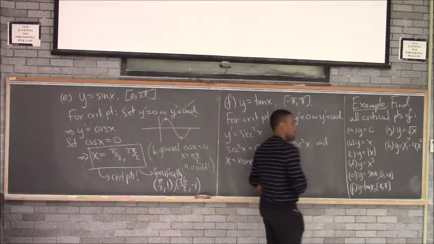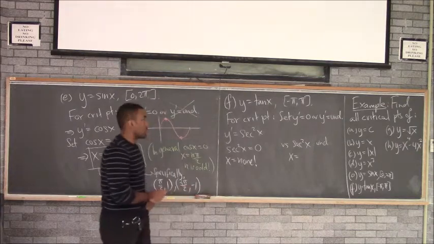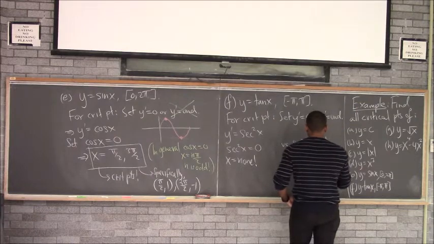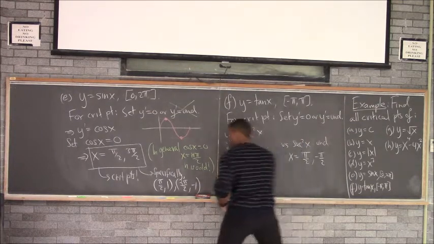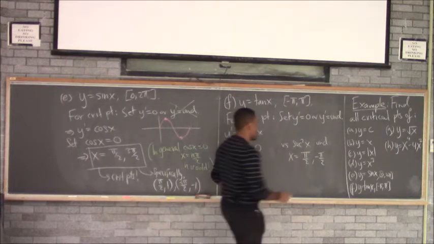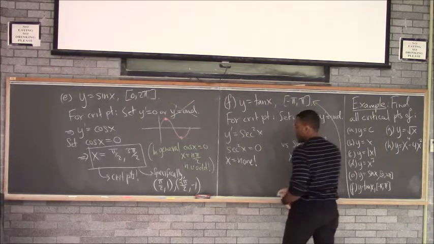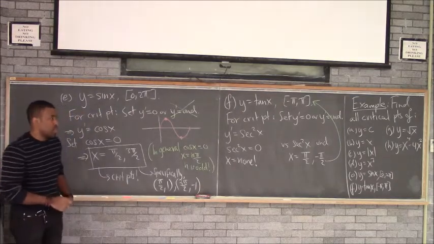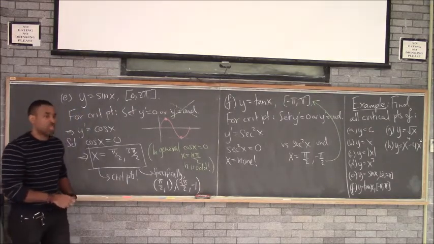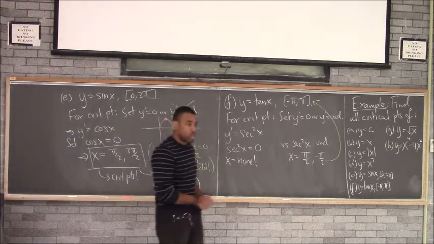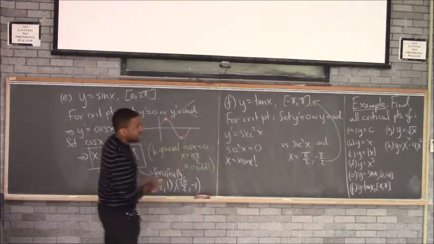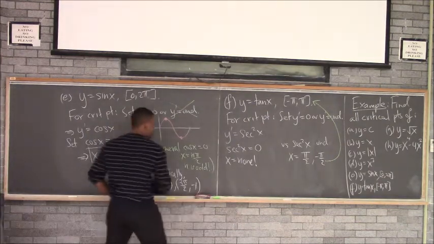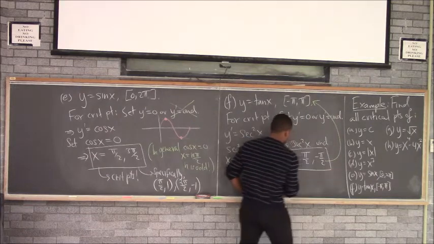Where is it undefined? Pi over 2 and minus pi over 2, at least in this interval. Because the secant is 1 over cosine, it is undefined whenever the cosine hits 0. Cosine hits 0 at every odd multiple of pi over 2. So plus or minus 1 pi over 2, plus or minus 3 pi over 2, plus or minus 5 pi over 2, plus or minus 7 pi over 2, etc. Within between minus pi and pi, those are the two values. Critical points.